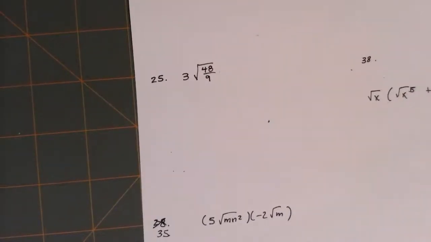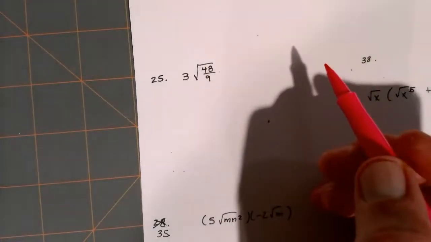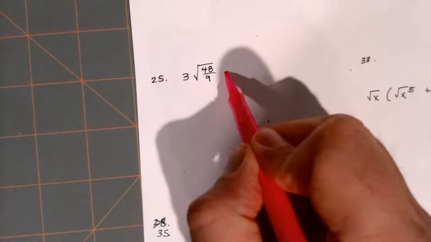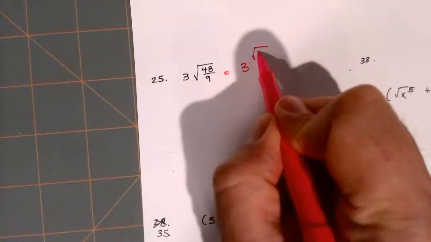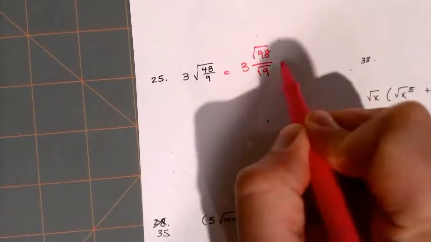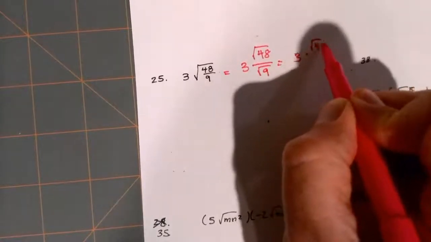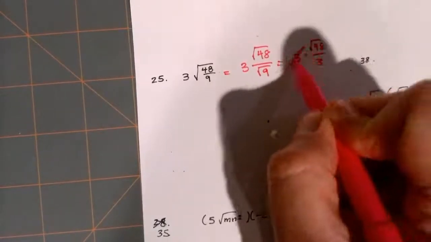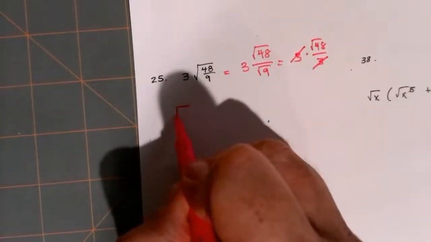Okay, so I want to try and do this one. This one, again, we have a fraction, so let's go ahead and go slow. There's a lot of ways I could do this, so please don't think you have to do it my way. But I would say that this is equal to 3 times root 48 over root 9, which is 3 times root 48 over 3. So these guys cancel, and all I have left is root 48.